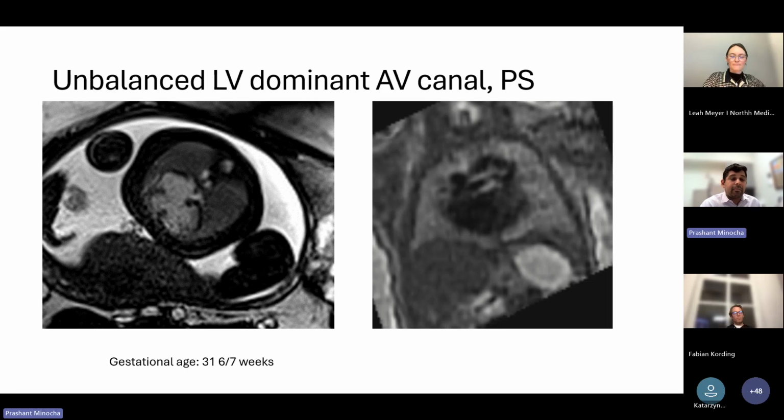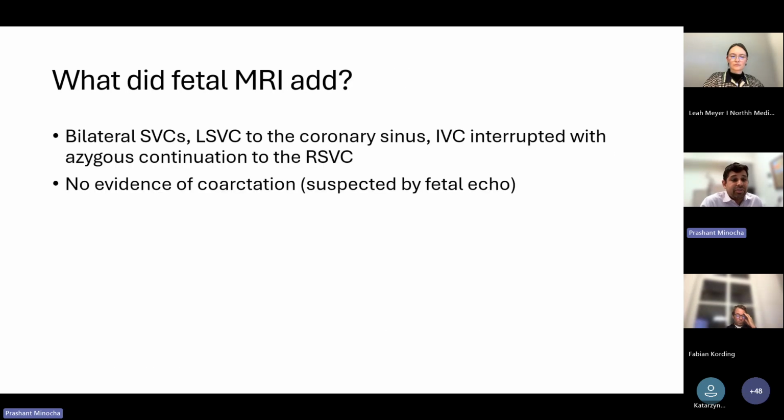The venous anatomy was not well defined, but in this black blood image you could see that the IVC was interrupted with azygous continuation to the right-sided SVC. We were also able to evaluate the aortic arch by black blood imaging, and the aortic arch measured sort of borderline, but there was no evidence of a discrete coarctation, and postnatally the arch was fine.